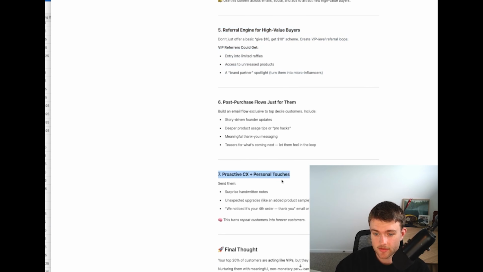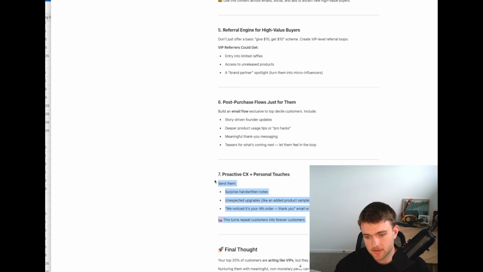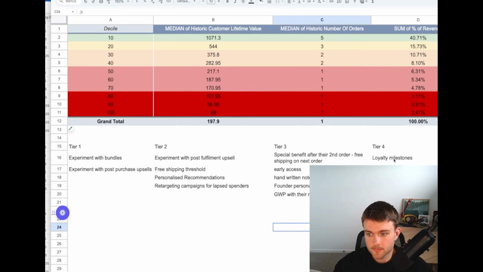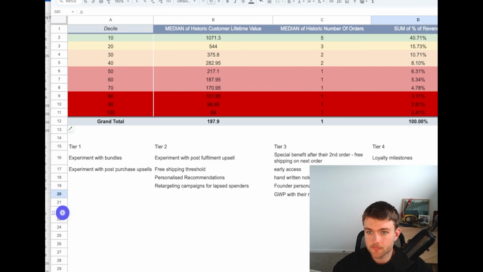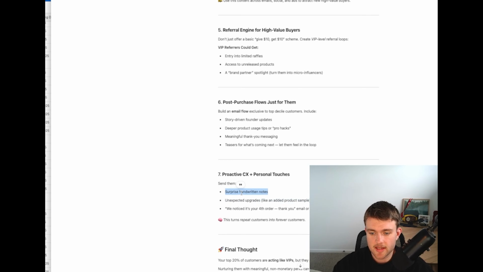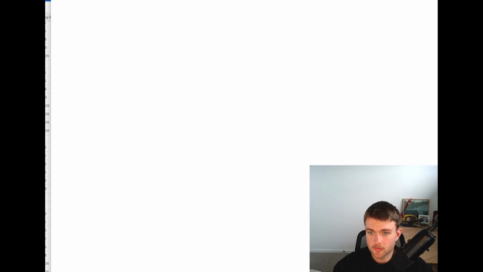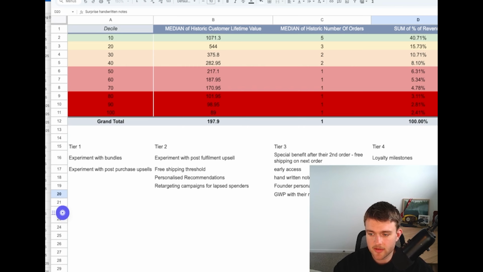Proactive CX and personal touches. This is exactly what I was saying. Surprise handwritten notes, unexpected upgrades. We notice it's your fourth order. Thank you. Email or text. Unexpected upgrades, like an added product sample. Really good for this tier. Surprise handwritten notes. Really good for this tier. You sort of want to treat these people like VIPs, but leave them hanging a little bit. You don't want to give them the full treatment just yet. They're probably not quite there.